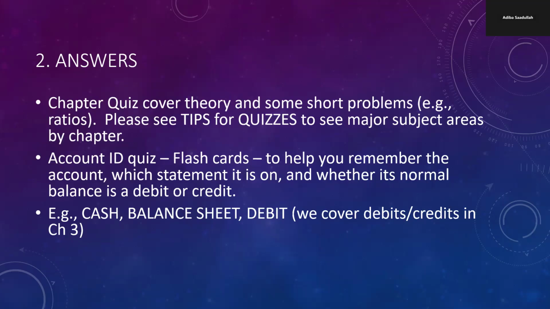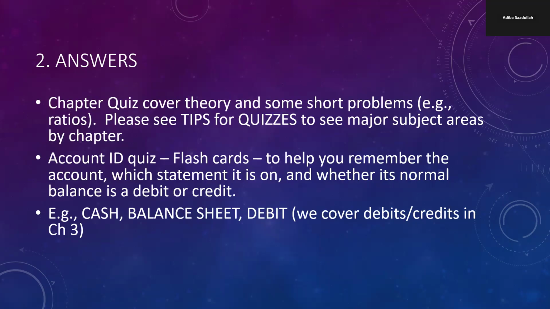The account ID quizzes start really with chapter three and the rest of the book, up to chapter seven for accounting 201, and then we do it again for accounting 202. So they're kind of synonymous with a flashcard. So you'll say cash, and then it'll be multiple choice, and you have to decide what statement is cash on, which is the balance sheet.